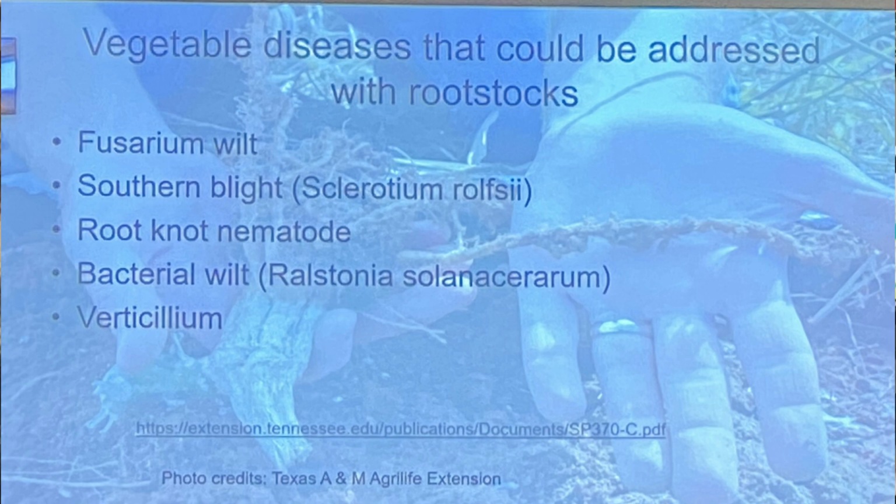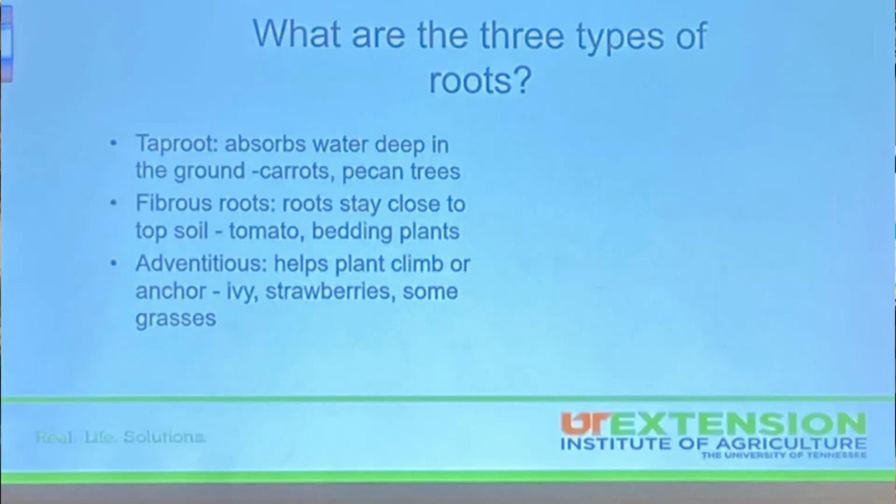Fusarium wilt, southern blight, root knot nematode, bacterial wilt, and verticillium. What are the three types of roots? You have tap roots, fibrous roots, and adventitious roots. Tap roots absorb water deep in the ground, like carrots and pecan trees. Fibrous roots stay close to the topsoil, like tomatoes and bedding plants. And then adventitious roots help a plant climb or anchor, like ivy, strawberries, and some grasses.